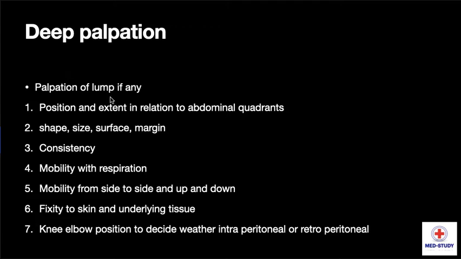Deep palpation. Continuing with deep palpation, palpation of lump if any, position and extent in relation to the abdominal quadrants, shape, size, surface and margin of the lump, consistency, mobility with respiration, mobility from side to side and up and down, fixity to the skin and underlying tissue, knee-elbow position to decide whether it is intraperitoneal or retroperitoneal.